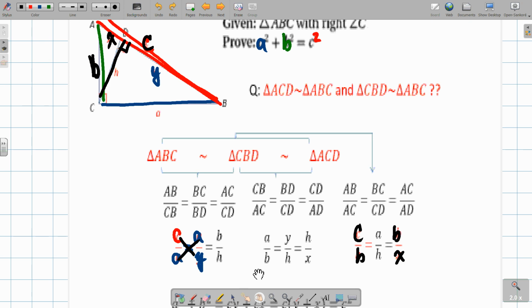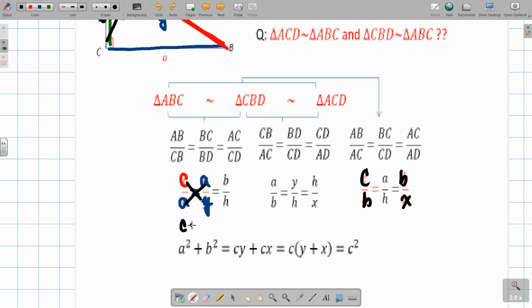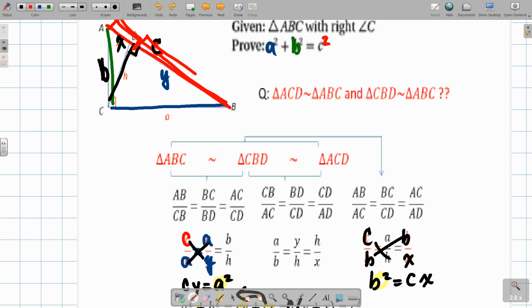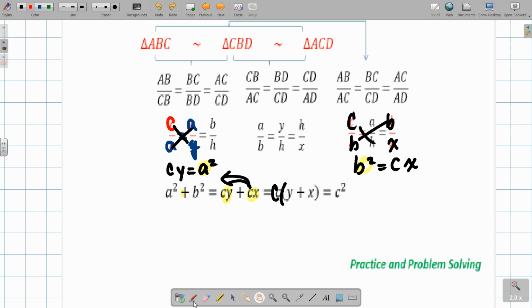Now if you cross multiply here, let's look at what we have. We can say C times Y equals A squared. Notice what I did there. Very careful. This one, B squared equals C times X. So addition property, we can do A squared plus B squared equals CY plus CX. And if you do backwards distributive, C times Y plus X, but Y plus X already equals C, so that equals C squared. Therefore, final, A squared plus B squared equals C squared. That is a proof using similar right triangles.